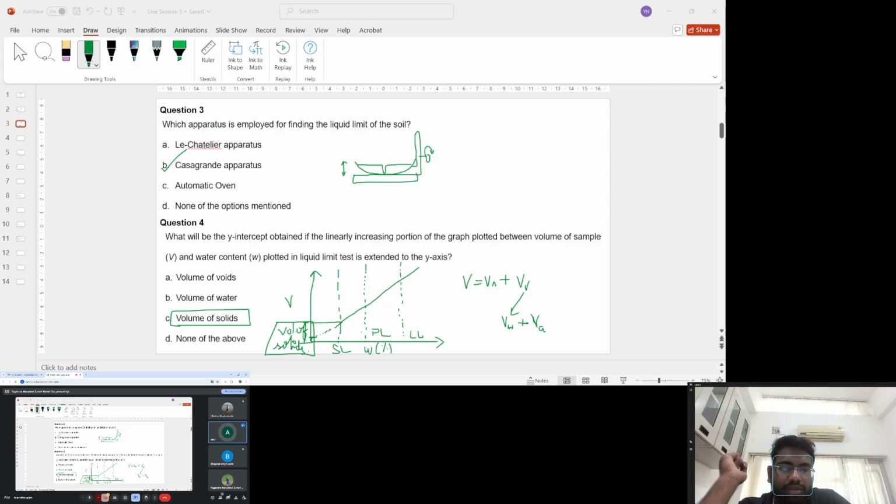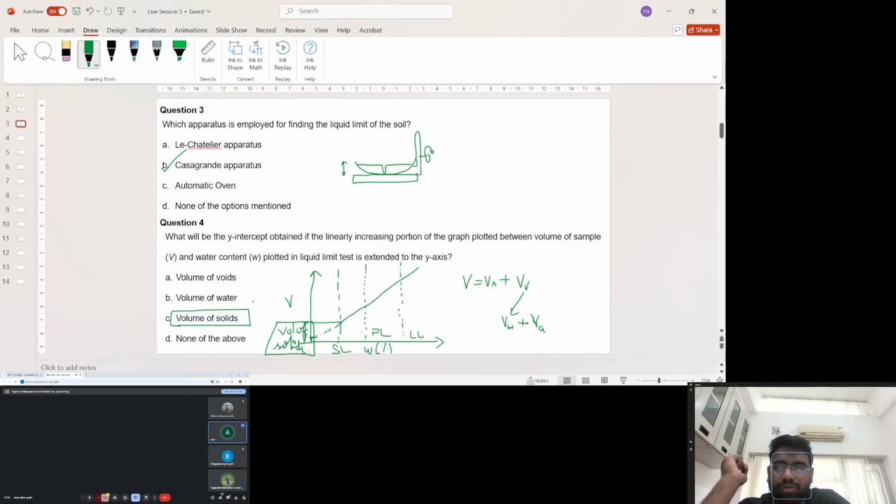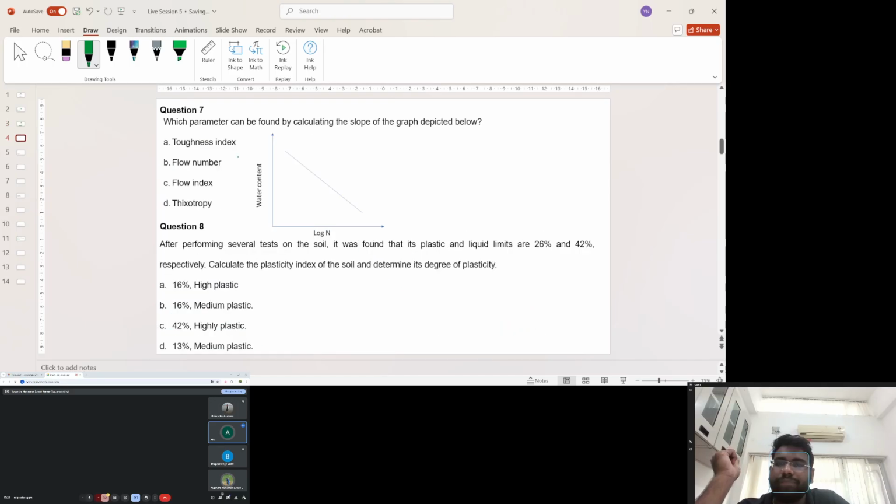You can erase the volume of solids on the y-axis. Thank you for pointing that out. So when you extend it, it will be the volume of solids. Hope it is clear. So the answer is C. Coming to the next question.